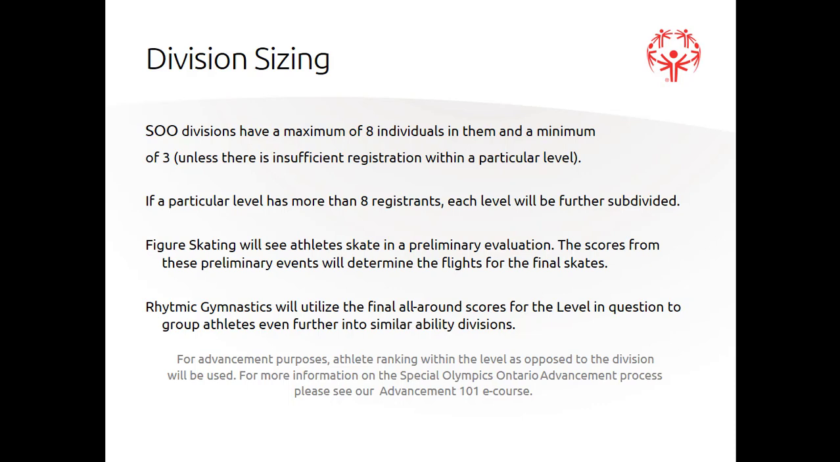For figure skating, when there are more than 8 skaters in a level, a preliminary round will take place. Skaters will be divided into 2 preliminary groups who will warm up and compete distinctly. After the preliminary skates, the athletes will be divided into their final divisions based on preliminary scores. No preliminary scores will be posted, just the final divisioning.